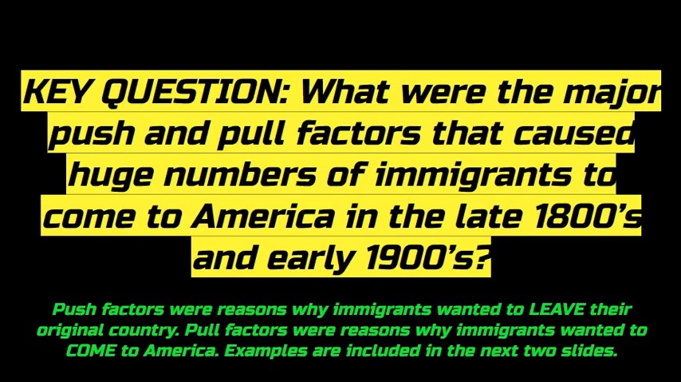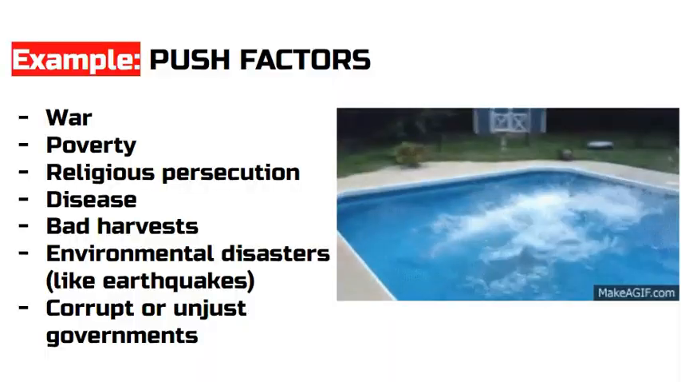First key question. What were the major push and pull factors that caused huge numbers of immigrants to come to America in the late 1800s and early 1900s? Well, push factors were reasons why immigrants wanted to leave their original country. Pull factors were reasons why immigrants wanted to come to America. Examples are included on the next two slides.